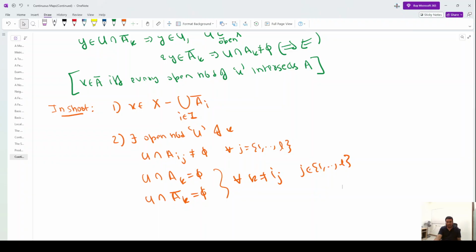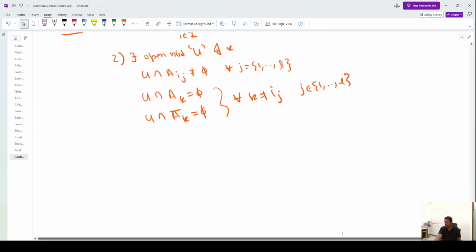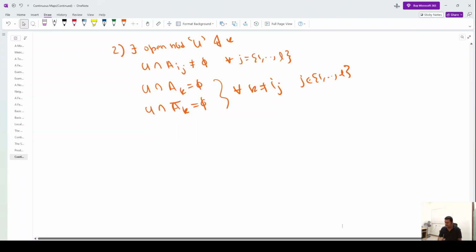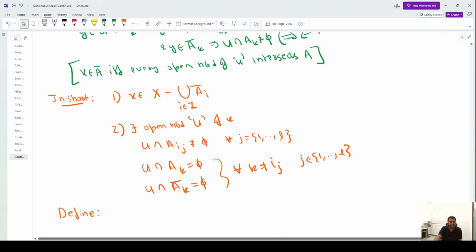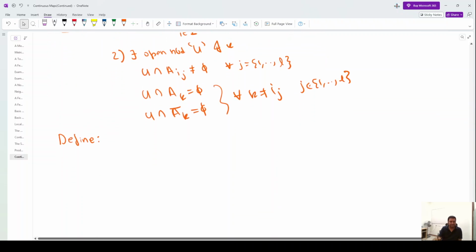Now, I will give you a very, very small exercise. Define. That is very easy using just these observations. Let me think what to define, huh? Because it's a kind of tricky proof. That's why I'm taking time. So I have to think how to define it.